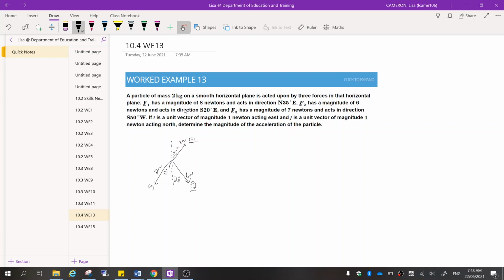Now, I can do all of these bearings because whatever this is first tells you the axis that you start at, and then this is the direction that you go for this many degrees. Okay, if i is a unit vector of magnitude 1 newton acting east and j is a unit vector of 1 newton acting north, now that's just telling you which direction is going to be positive for this one. So this is positive, that's positive. If they wanted it to be the other way, they would tell you that it was negative.